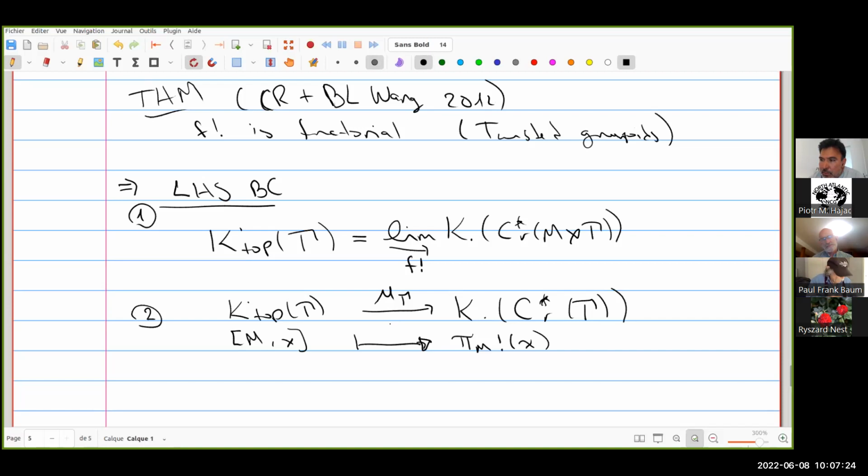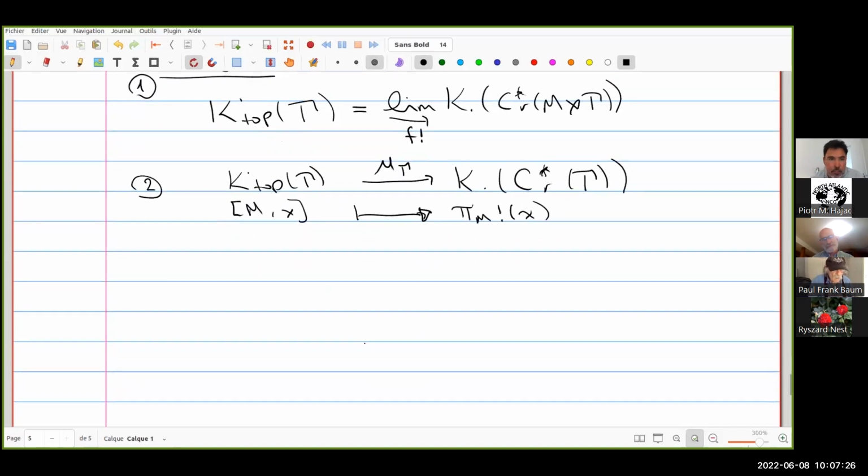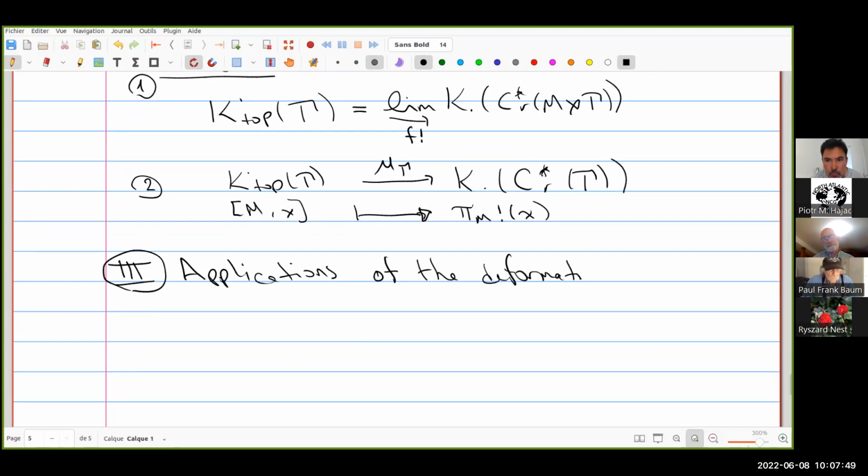But what are the consequences of this? This is what I want to pass to my point 3: applications of this approach. So this is just the definition of the assembly map, and I will tell you some things that we can also do, because otherwise it's just another definition of Baum-Connes. So, applications of the deformation groupoid approach. Remember that here gamma is just a discrete group.